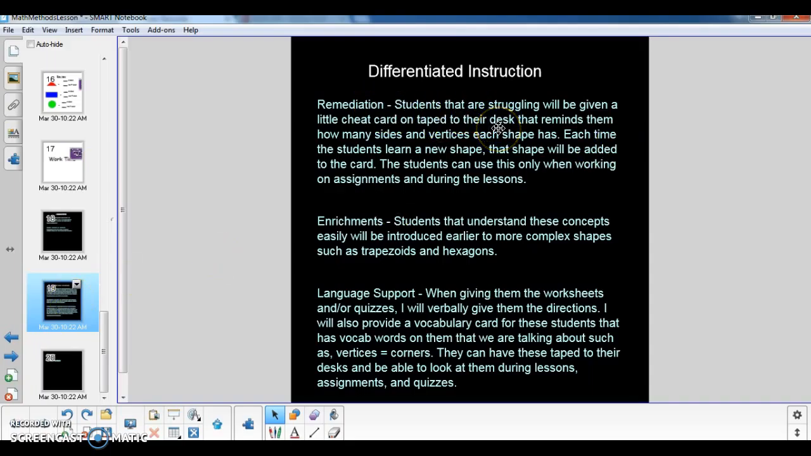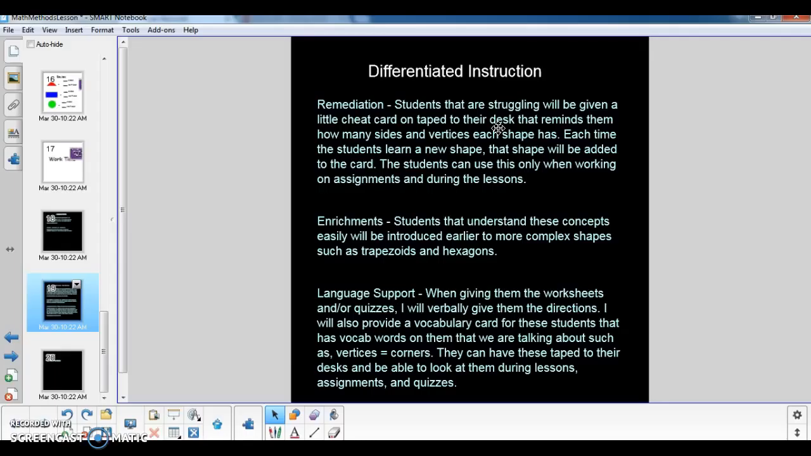Remediation: I thought I could give students who are struggling a little cheat sheet taped on their desk, and then it'll remind them how many sides and vertices each shape has, so every time they learn a new shape I could add it to their cards. And then for the students who understand these concepts easily, they could be introduced earlier to the more complex shapes such as trapezoids and hexagons.